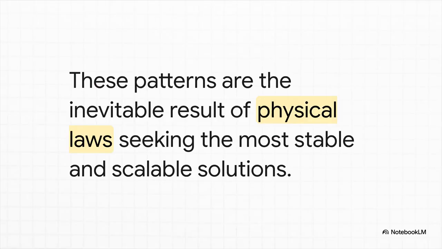So, let's go back to our riddle. What do a spiral galaxy and a seashell have in common? The answer is physics. They are both shaped by the fundamental laws of the universe. Laws that always favor the most efficient, the most stable, and the most scalable geometric forms. Geometry isn't just some boring subject you took in school. It is the language the universe uses to build itself.